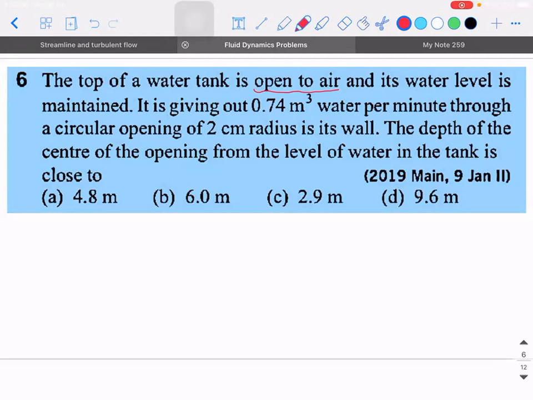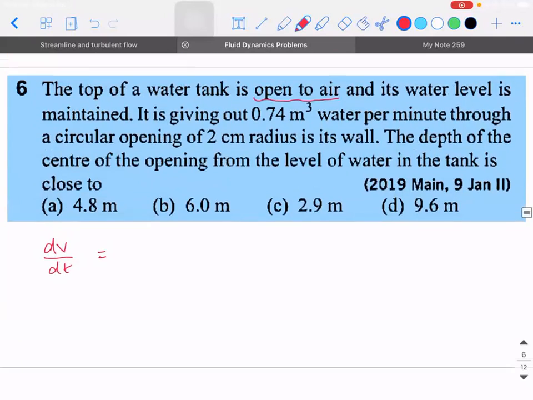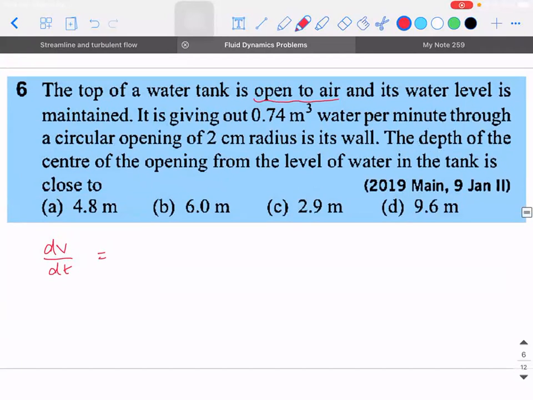Tell me, guys, what is the equation? 0.74 is equal to... It is not 0.74 alone. You missed something. By 60, yes, by 60, because we are trying to convert everything into seconds, SI units. dV by dt should be equal to A2 into V2, it's a similar problem. A2 into root 2gh, that's it.